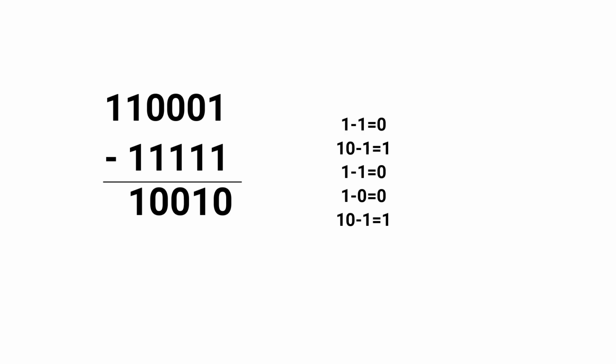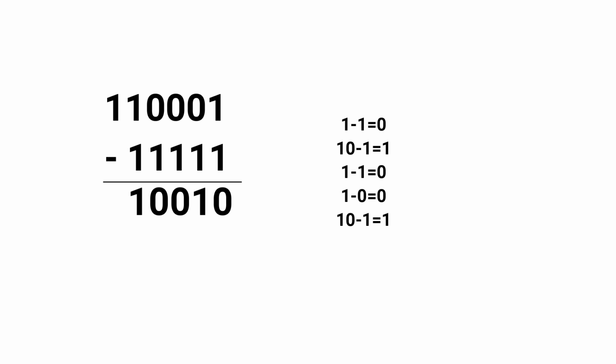Now, we will see another example of subtraction. In this, 11111 is subtracted from 110001. In rightmost digit, 1 is subtracted from 1, then the result is 0. After that, 1 is subtracted from 0. Then it has to take borrow, but here are 3 zeros.